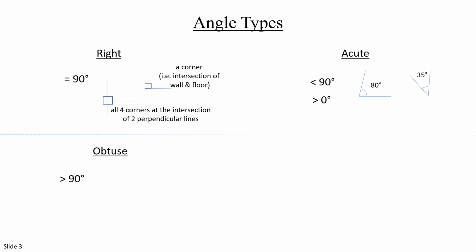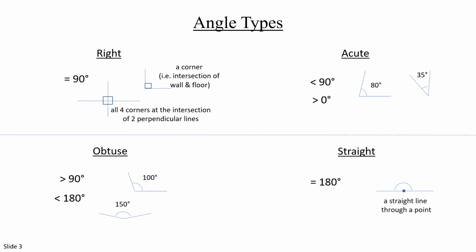Obtuse, greater than 90 degrees. 100 degrees, that's greater than 90, so that's an obtuse angle. 150, also greater than 90. But it has to be less than 180. Because if it's 180, it is a straight angle. Makes a straight line. Continues through a point, 180 degrees.